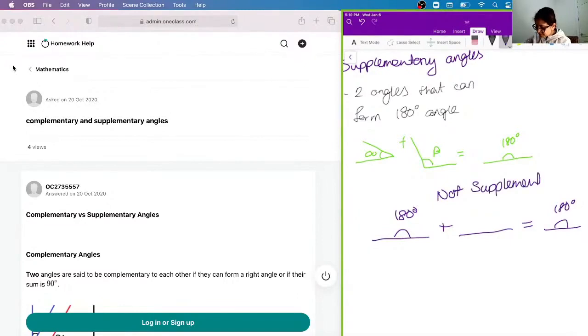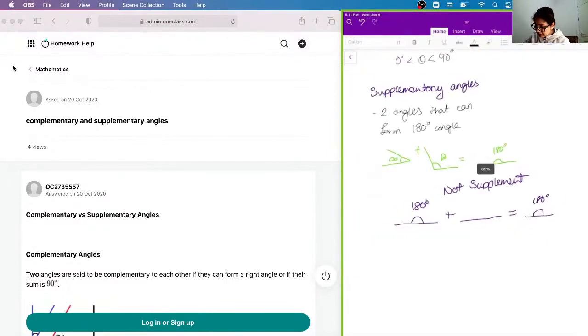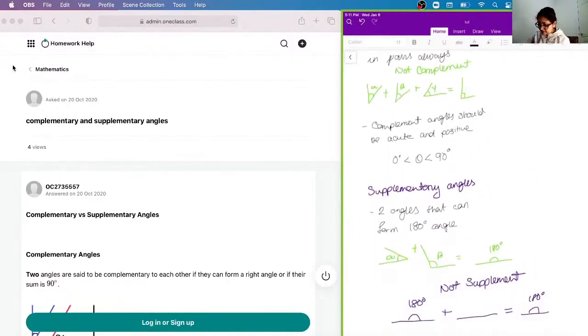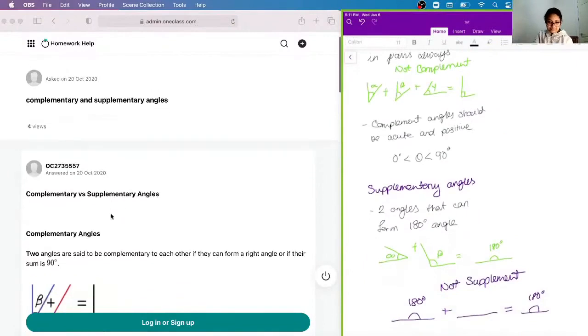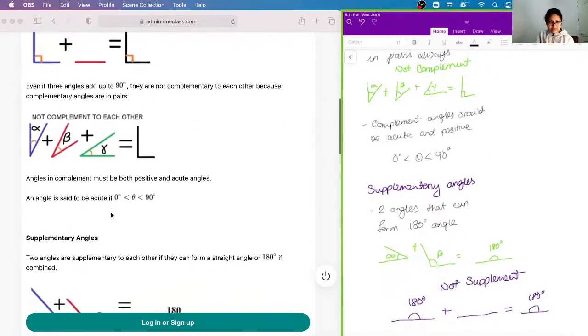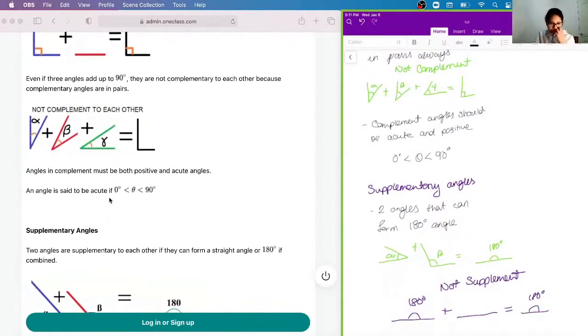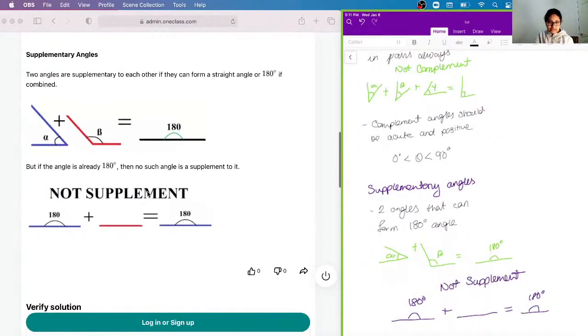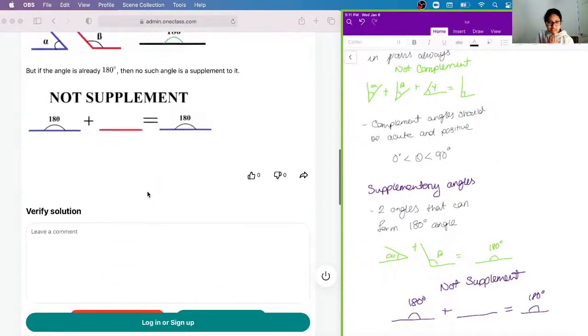So this is the difference between supplementary angles and complementary angles. Complementary angles are acute and positive, and they should be in this range. Supplementary angles form a straight angle, or 180 degrees. So this is correct.